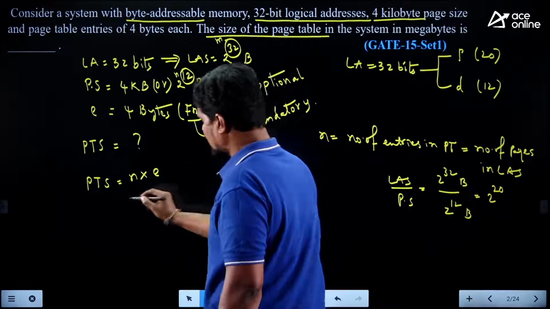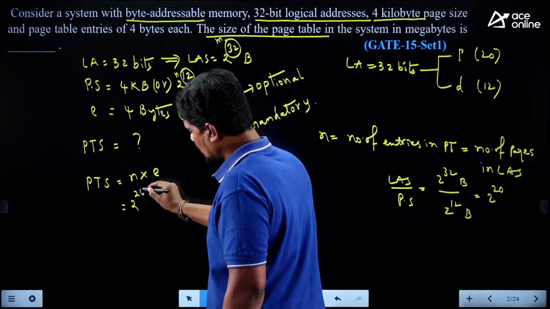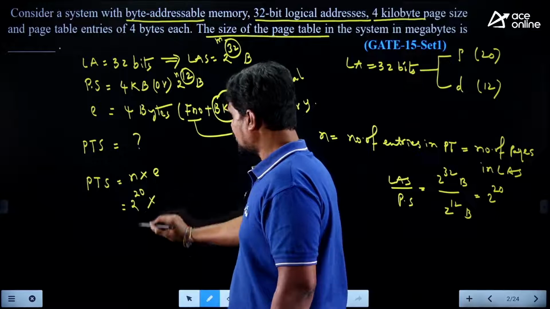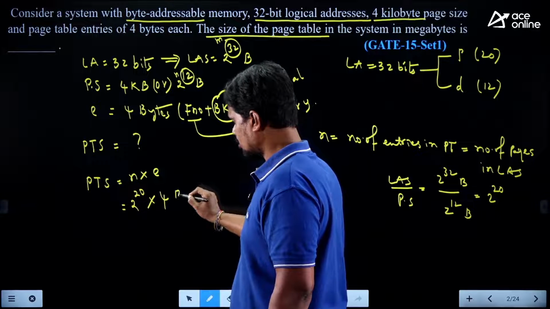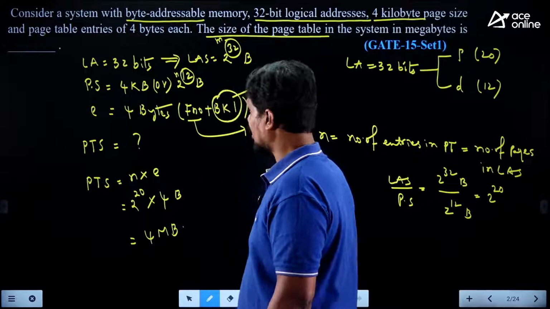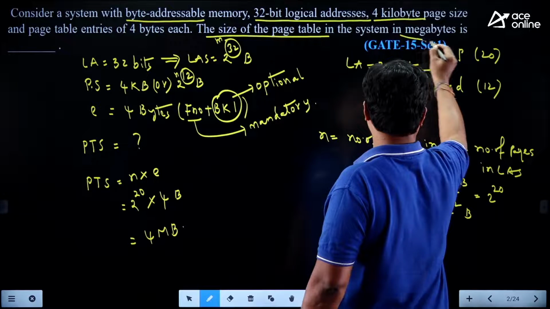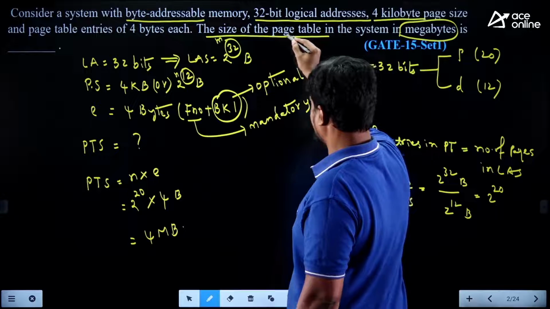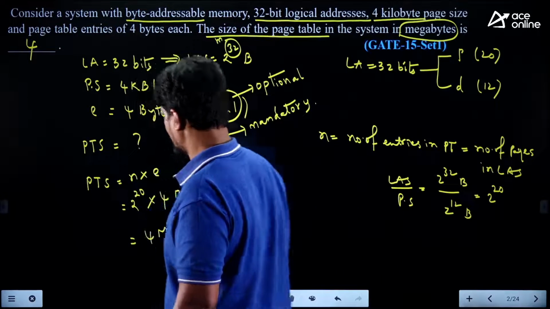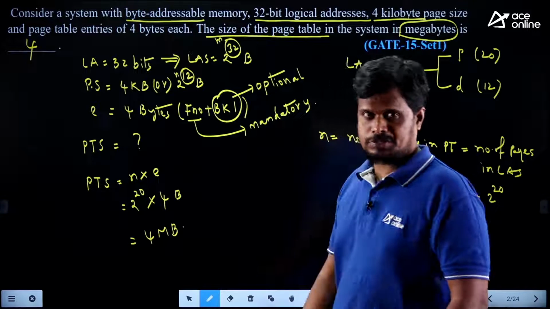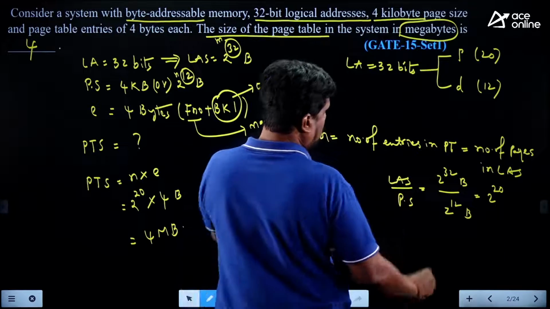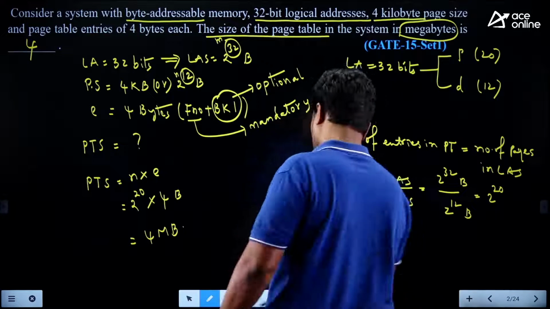So 2 to the power of 20 entries we are having in the page table, into every entry size of 4 bytes. So then this is going to be 4 MB. As the question is asking for the page table size in terms of megabytes, the answer for this question is 4. So this is one technique, one way of solving this question. And without using this formula, I can also easily answer this question. How can I answer? Have a look.